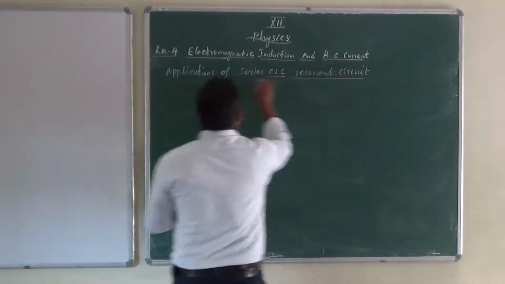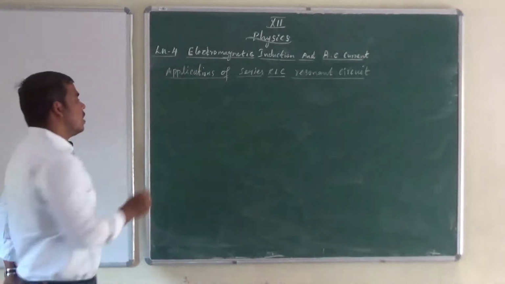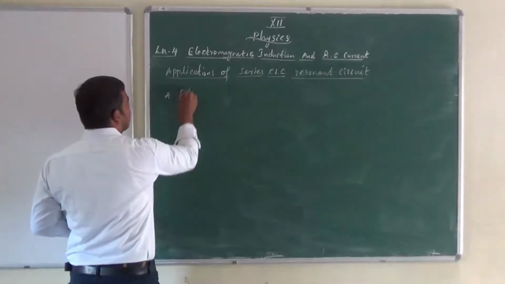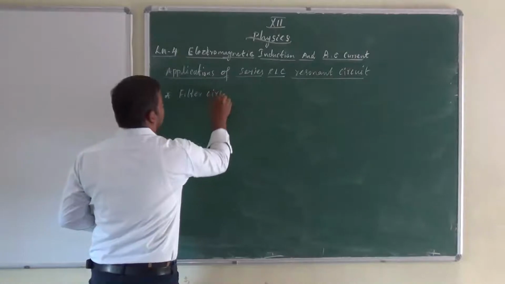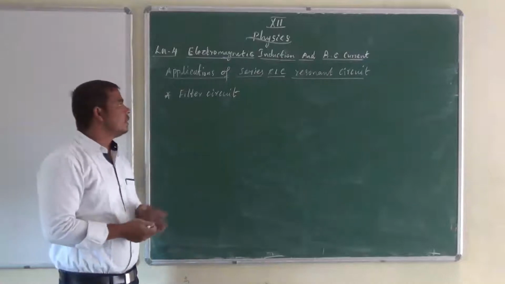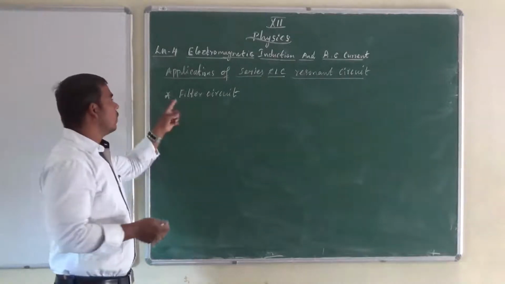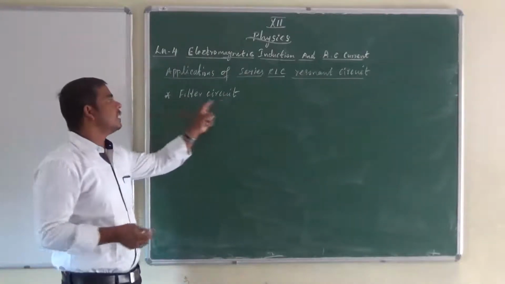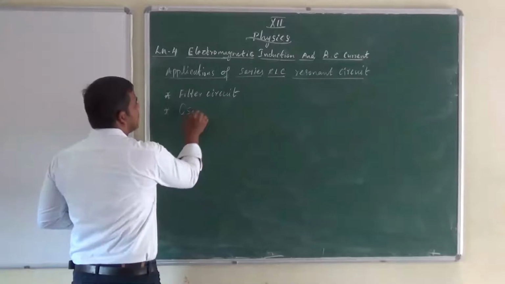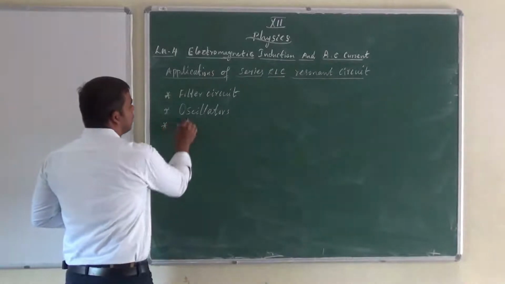What are the applications when we use the series RLC circuit? First application, the filter circuit. We will discuss the filter circuit in depth in our 2nd volume, 9th lesson, filtering AC or DC. Next, it is used as an oscillator. Next, voltage multiplier.